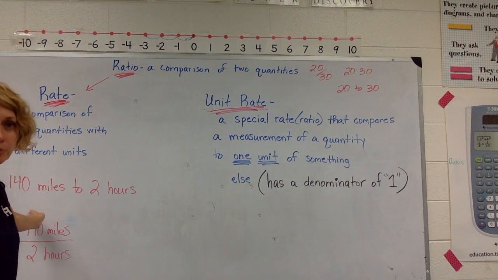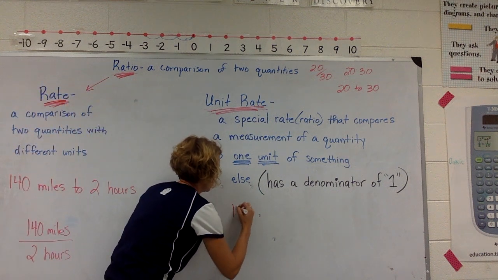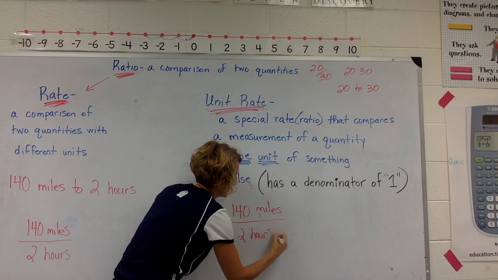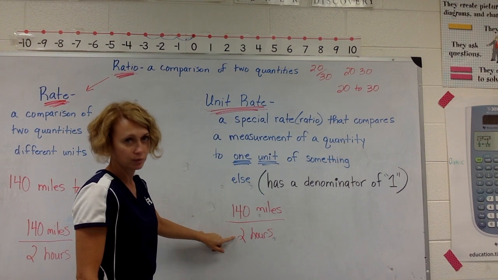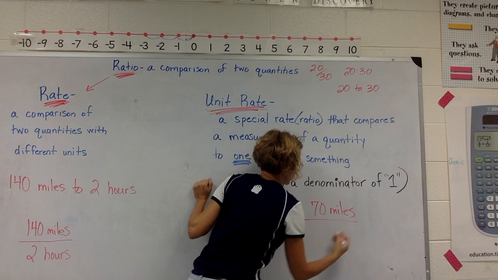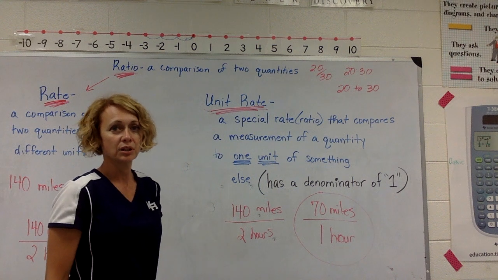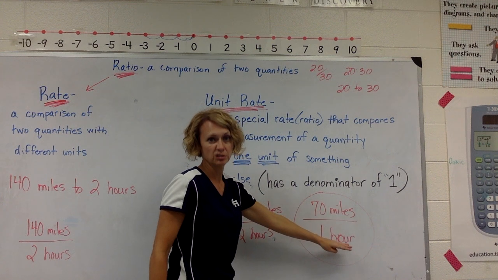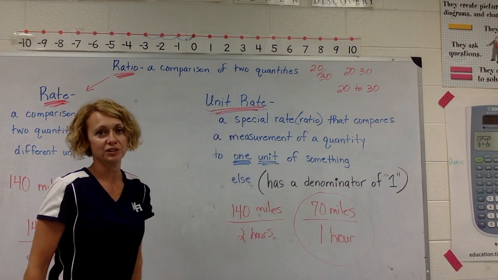So let's just use this same example over here of the rate of 140 miles in 2 hours. If I wrote that as 140 miles over 2 hours, I essentially could just simplify that fraction. 140 and 2 are both even numbers, and I could divide those down to 70 miles over 1 hour. This is called a unit rate because it's comparing quantities that have two different units of measurement. And then the denominator is 1. It's compared to 1 unit of something else.